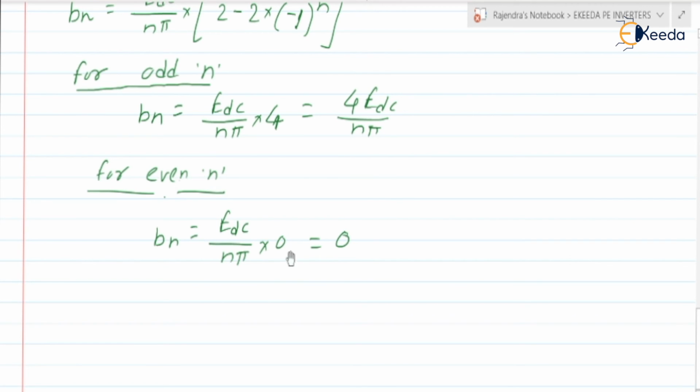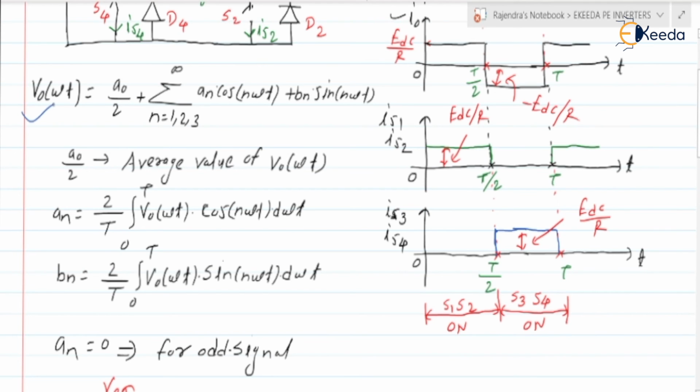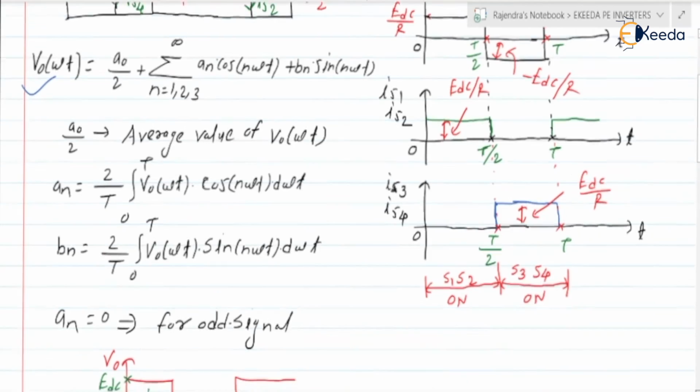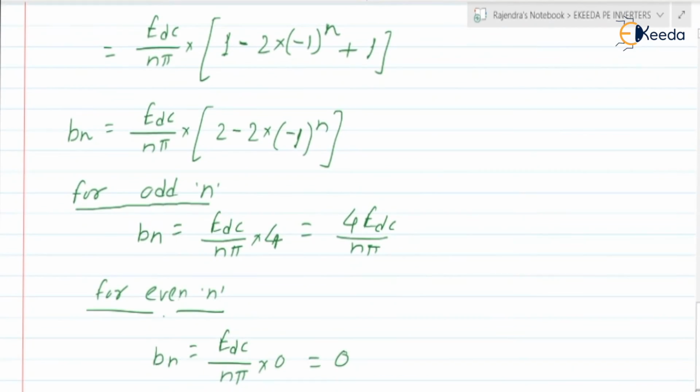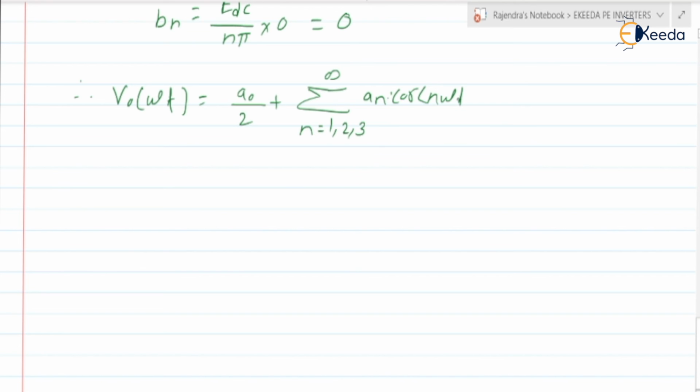Similarly, now if we put a0 by 2, an and bn in this expression of v0 of omega t, we can write v0 of omega t equal to a0 by 2 plus summation over n equal to 1 to infinity of an into cos of n omega t plus bn into sin of n omega t.